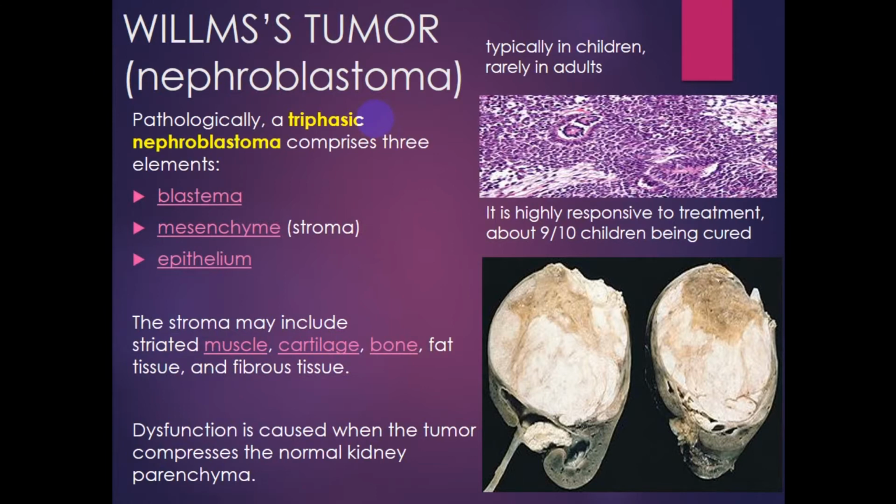Dysfunction is caused when the tumor compresses the normal kidney parenchyma. Here you can see the hilum of the renal part, and the nephroblastoma can compress all the normal parenchyma. You can see the thin lining, but it's not a normal situation.